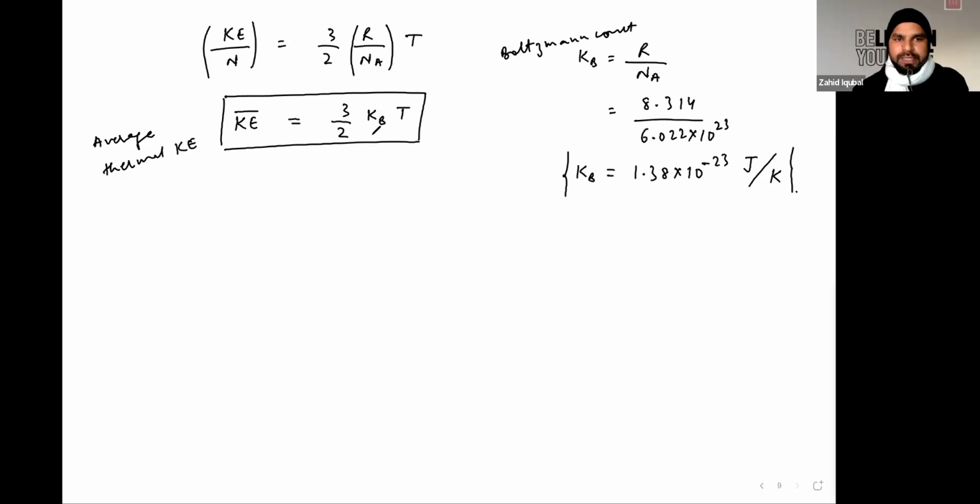Now, from this part, we can say 3/2 and Kb are constant. So this particular kinetic energy depends on temperature only. So from this part, we can define absolute zero. You must have learned about it in your chemistry as well. Do you know what you mean by absolute zero or 0 Kelvin?